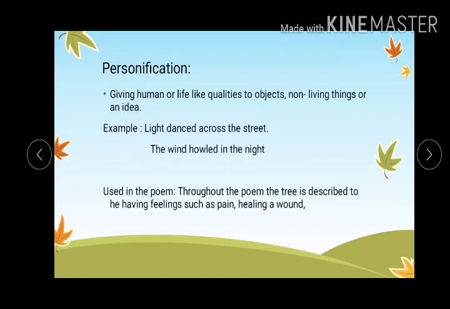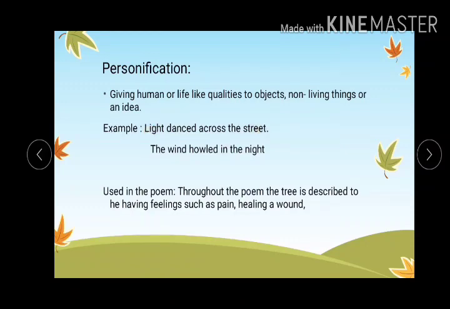So the first one is personification. It is there in the name itself. What do you mean by person? A person-like qualities. So personification is giving human or life-like qualities to objects, non-living things, or an idea. So when you give a human-like quality to a non-living object or to any idea, then it is called personification. So for example, light danced across the street.